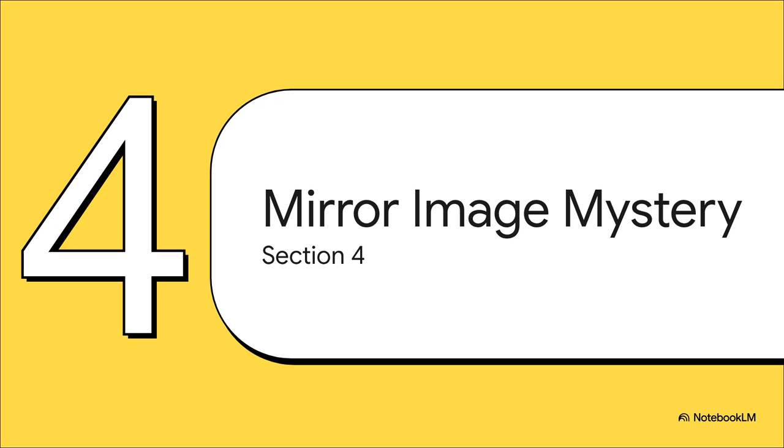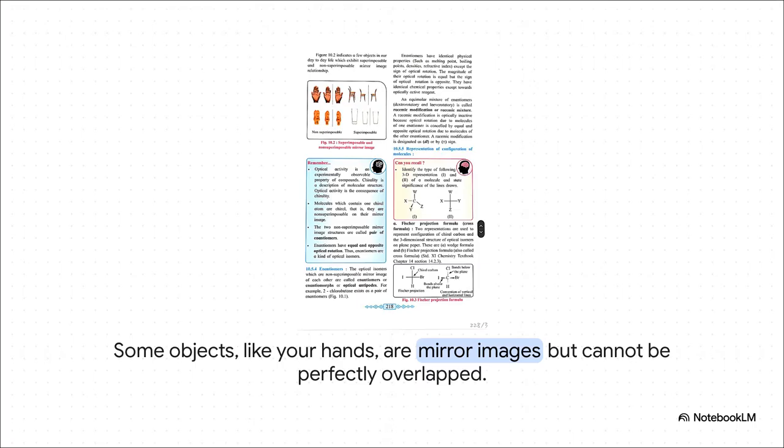Section 4, the mirror image mystery. Okay, this focus on 3D shape brings us to one of the coolest, most mind-bending ideas in all of chemistry. Let's do a quick experiment. Hold up your hands. See? They're perfect mirror images of each other. But now try to lay your right hand flat on top of your left, so they line up perfectly, thumb on thumb, pinky on pinky. You can't do it. They're non-superimposable mirror images.